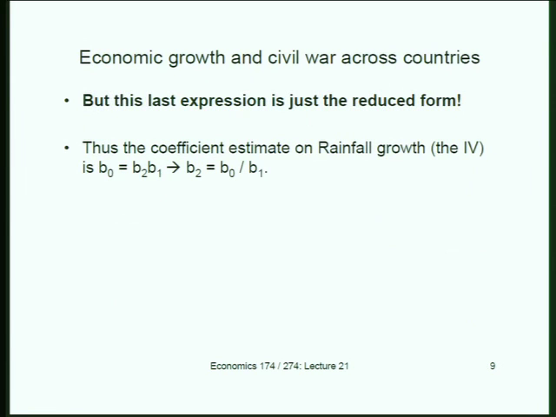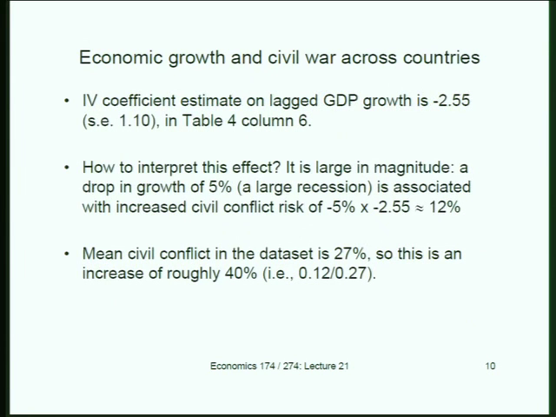When we go through this procedure to come up with IV estimates in this paper, what we get is an IV coefficient estimate on economic growth of about minus 2.5. Okay, what does that mean? Now again, that's derived from B0 divided by B1, basically. That's what you get. Is this a large effect or a small effect?